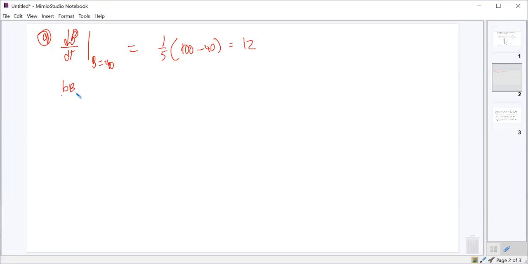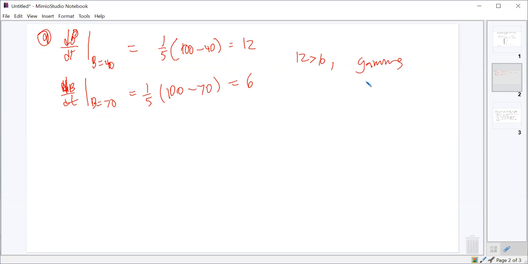And then we'll evaluate dB/dt at B equals 70, the other one, I believe. And I got 30 over 5, which is 6. And so 12 is greater than 6, and so it's gaining weight faster when it weighs 40 grams. Good or no?